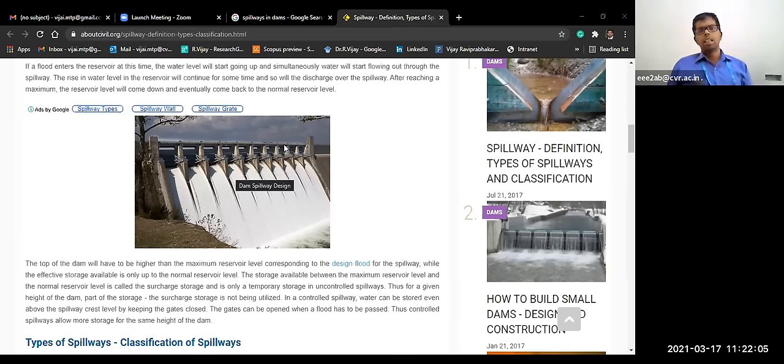But here in southern India, the dam gets filled only due to rainfall. Otherwise, they will definitely open the spillway. They will not simply let it go just like that; they will open these spillways.